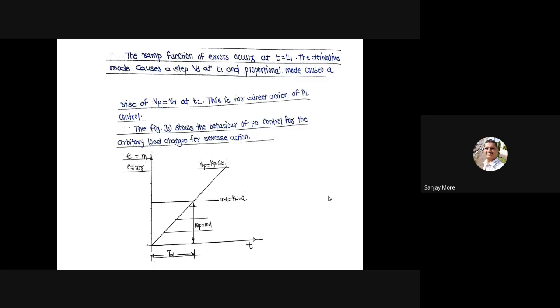Here the graph displays error versus time, for the behavior of PD control for arbitrary load changes of this reverse action.